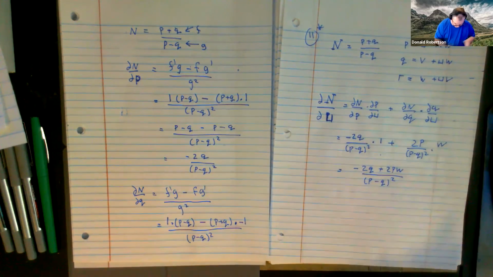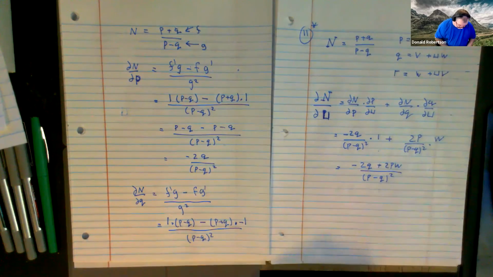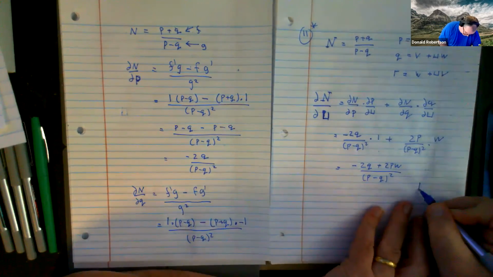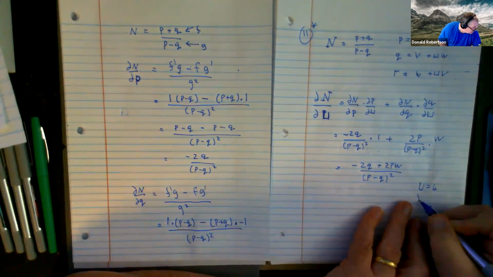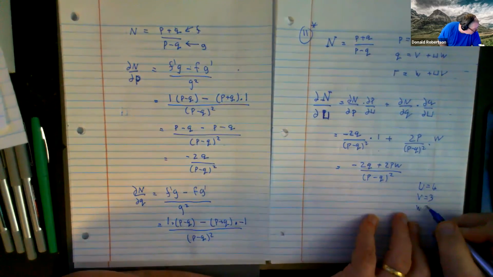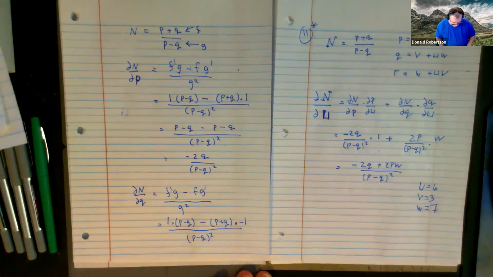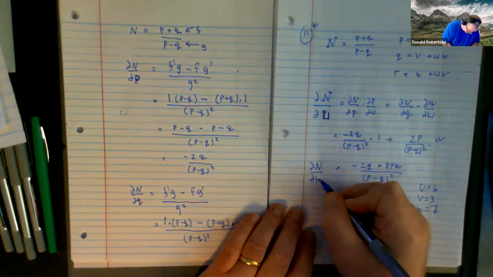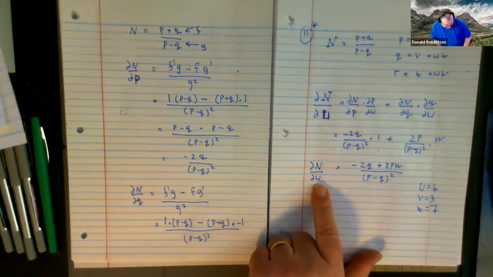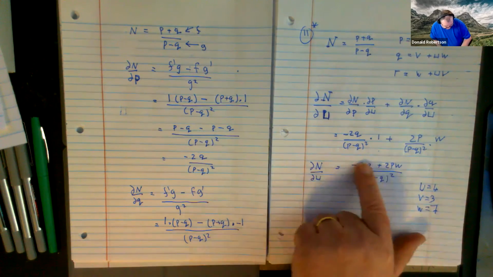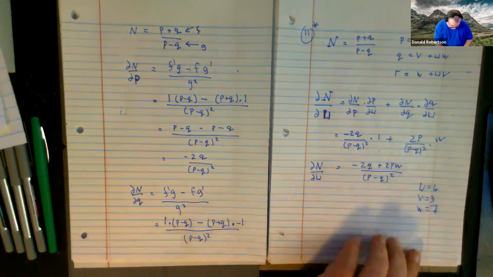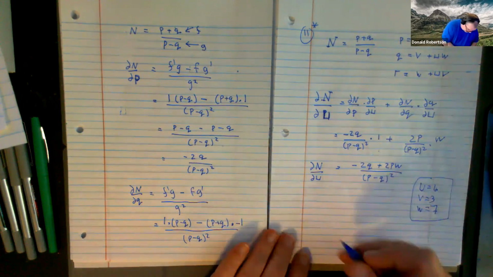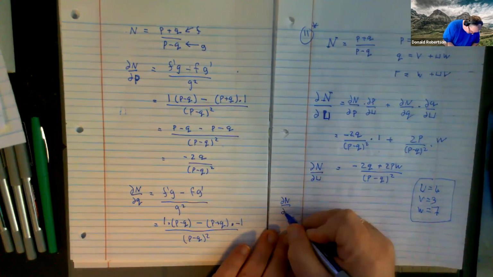Oh, and I didn't do some. I didn't realize it until I had another look. In this question, you are told U is 4, V is 3, and W is 7. So you're actually not finished. You're expected to find out what this is equal to at that point. Well, it's a bit messy. I can see that right now.